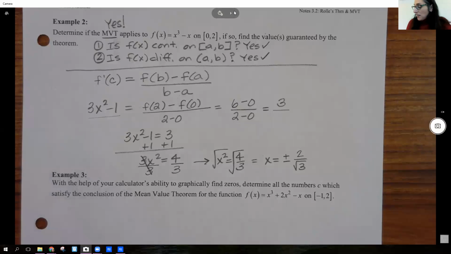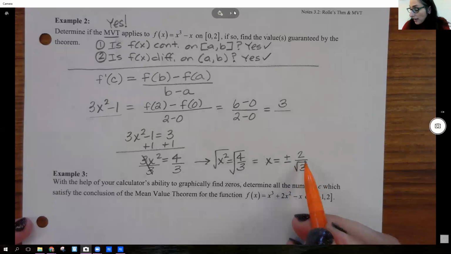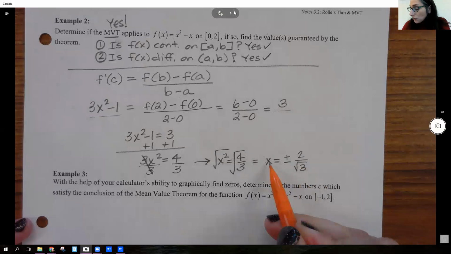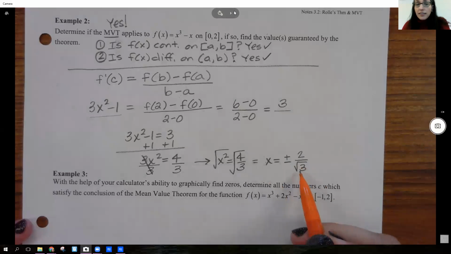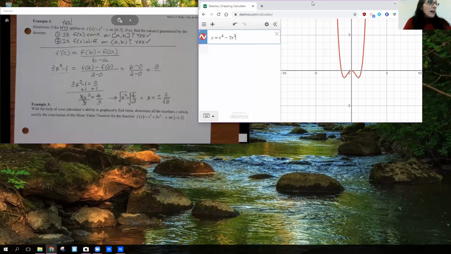So that's it. So what is that saying? That means that we're guaranteed at these spots. So at x equals positive 2 over root 3 and x equals negative 2 over root 3, the slope of the secant line is going to be the same as the slope of the tangent line. So that's kind of way out there. Let's actually look at it on a graph.